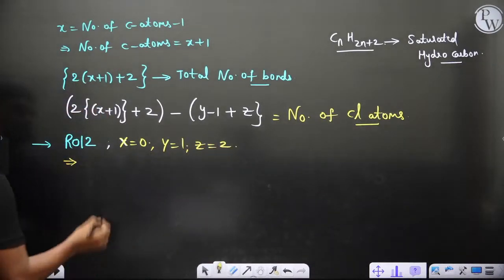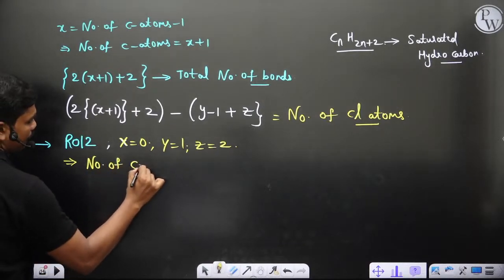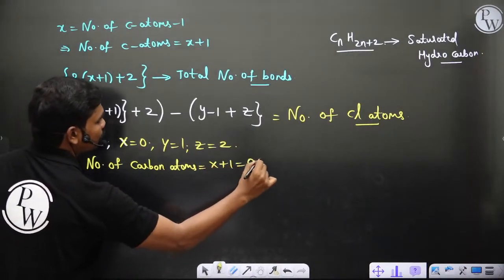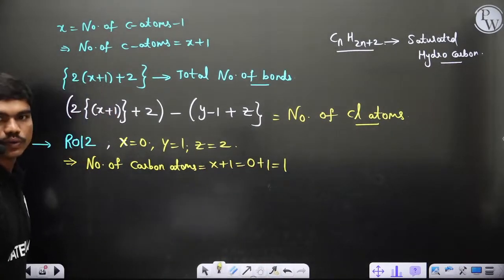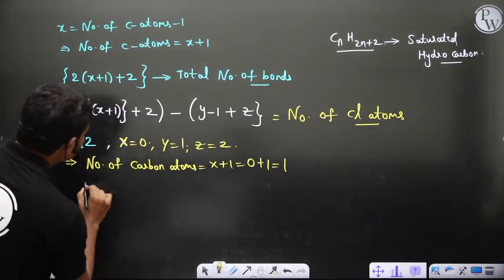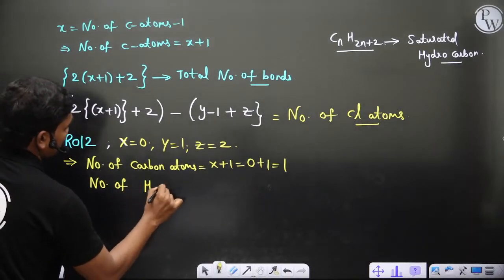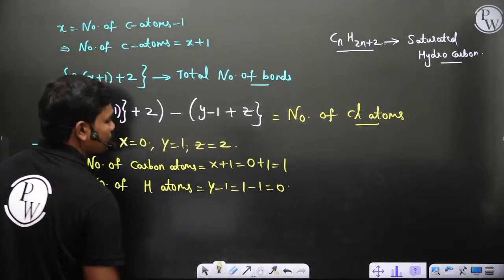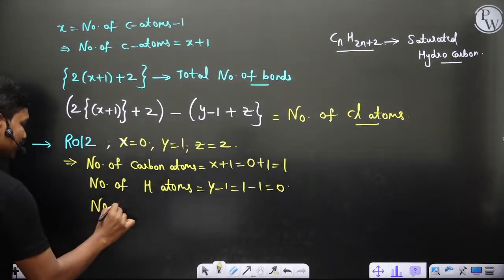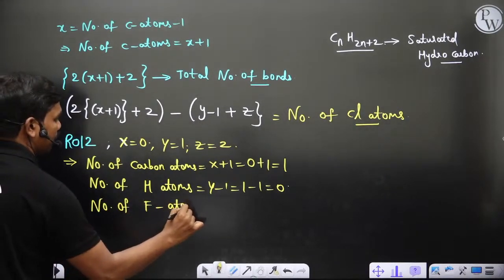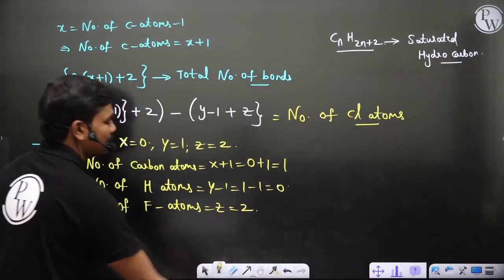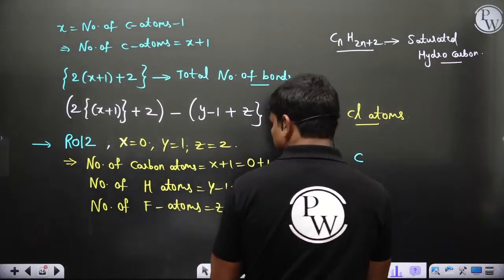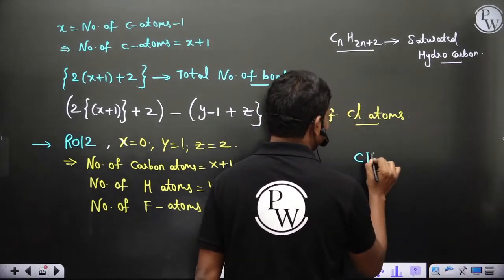So if you see number of carbon atoms is equal to x plus 1, which is 0 plus 1, so there is 1 carbon atom. Now let's see number of hydrogen atoms. y minus 1, so y value is 1, 1 minus 1, 0 actually. Number of fluorine atoms is equal to z, which is 2 actually here. So as of now, we have 1 carbon atom, no hydrogen atoms, and 2 fluorine atoms, so CF2 is what we have.